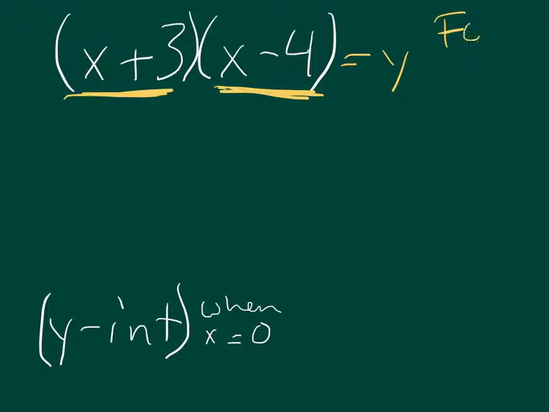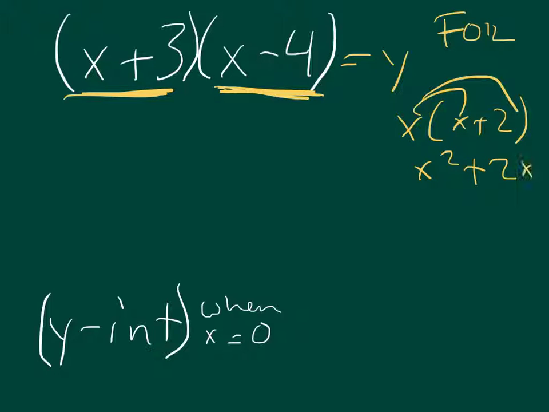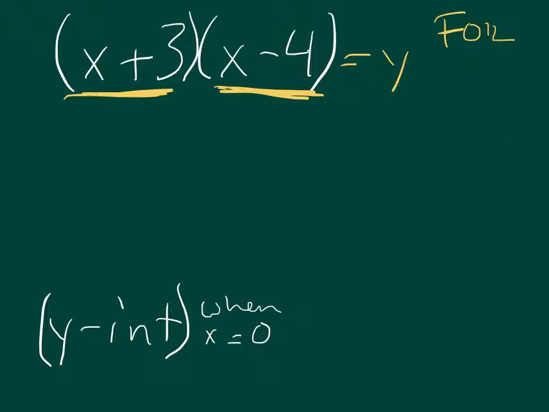We use FOIL to go from factored into expanded when we have two binomials. Otherwise, we just distribute, if it was, say, x times x plus 2. From there, I would just distribute to get this. But since I have two binomials, now we just need to use FOIL so that I can expand everything.